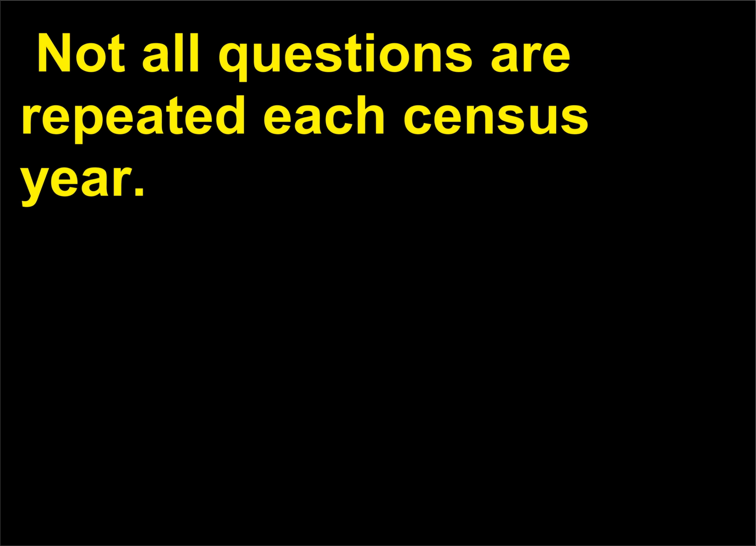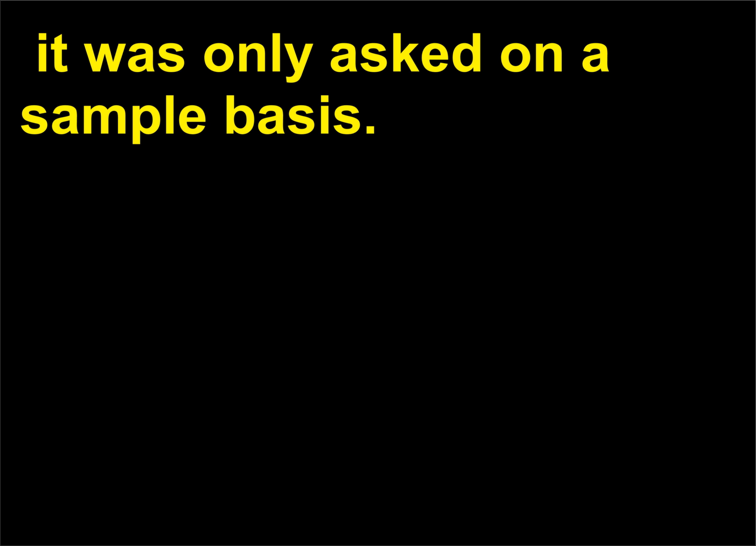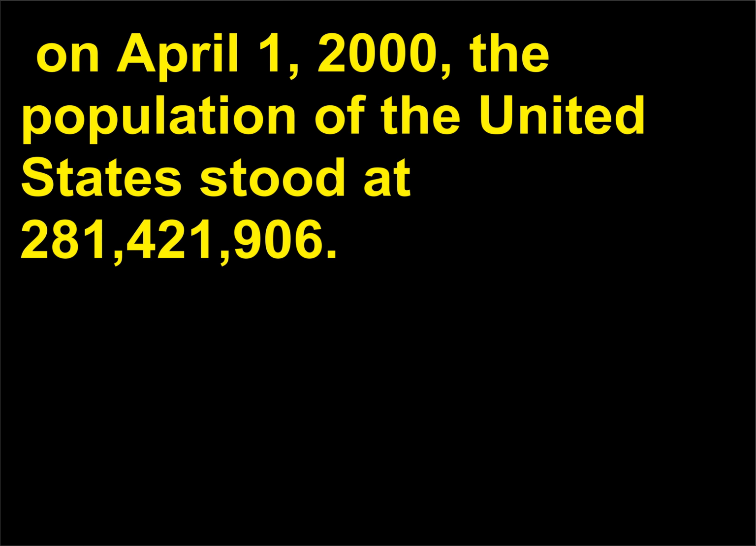Not all questions are repeated each census year. For example, 100% of the population was asked about their marital status in 1990, but in 2000 it was only asked on a sample basis. According to the analysis of the 2000 U.S. census information, on April 1, 2000, the population of the United States stood at 281,421,906.